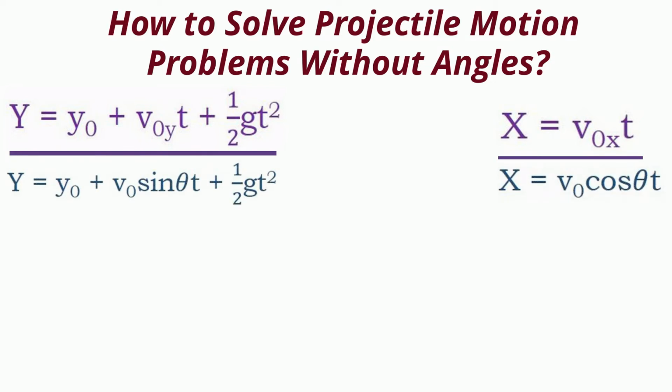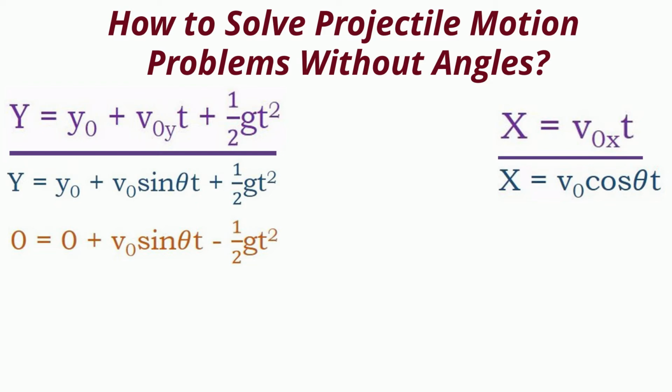As the initial height and final height are 0, y and y0 become 0. Therefore, the equation now becomes something like this. Here, the negative sign is used before 1/2 g t squared, as g is always negative in projectile motion since it works in the opposite direction.